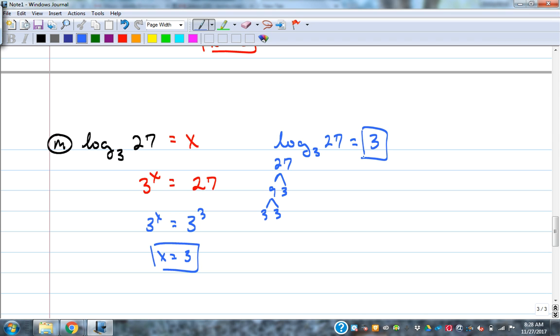Evaluating it without a calculator, when you're evaluating without a calculator, it should work out to be nice numbers. There shouldn't be any kind of crazy stuff going on there.